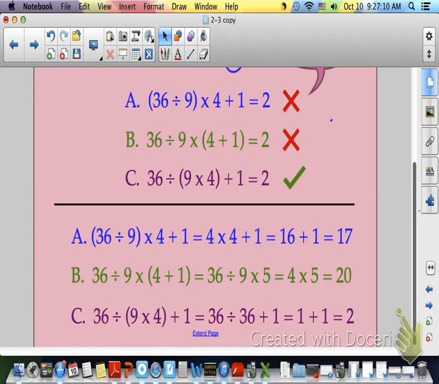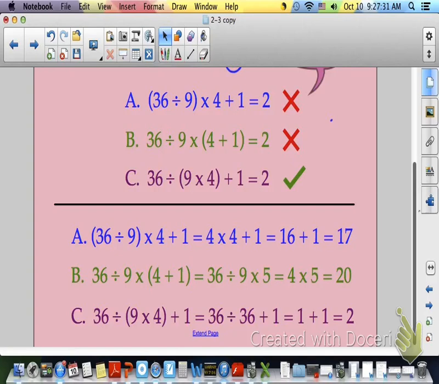Lena, you have a question? Yeah. Can we do B again? I'm kind of confused. Okay, let's try this. So you start with the parentheses, right? 4 plus 1 is 5. Then you're left with two operations, division and multiplication. You can just go from left to right. 36 divided by 9 is 4. 4 times 5 is 20. Got it? Ivan?